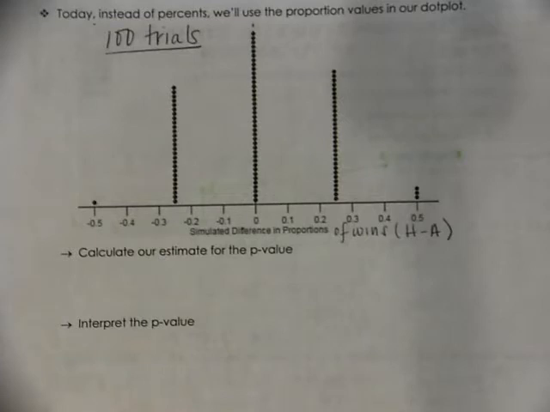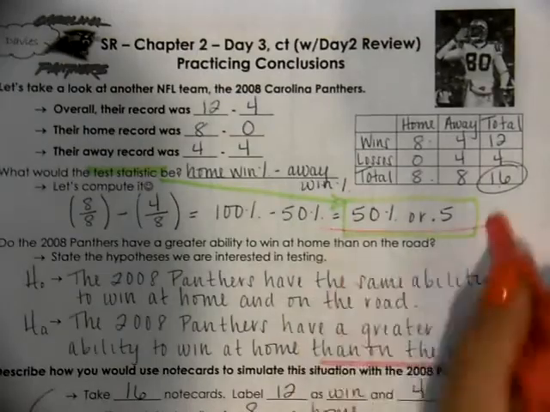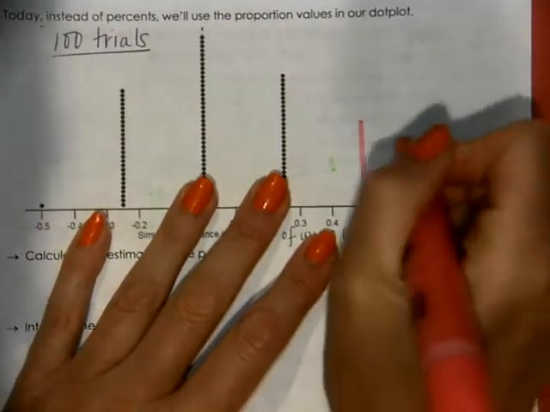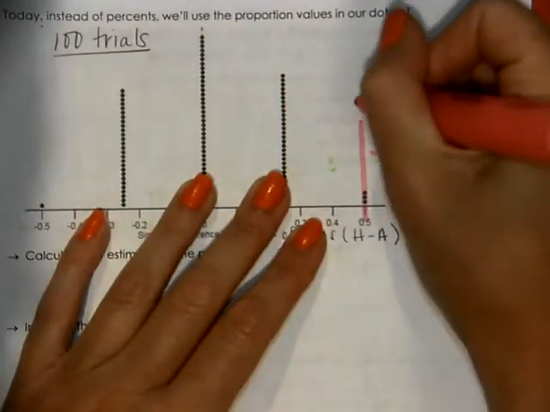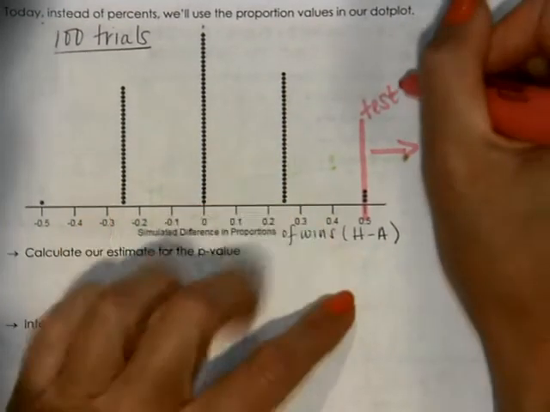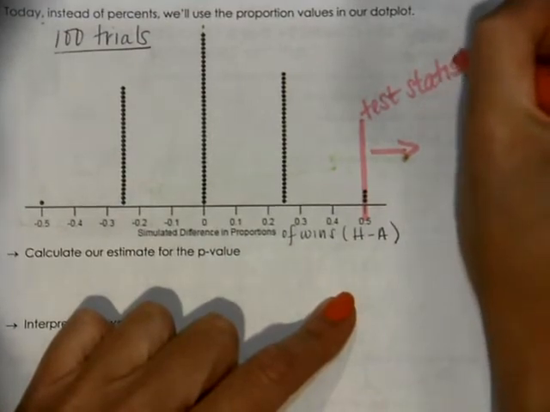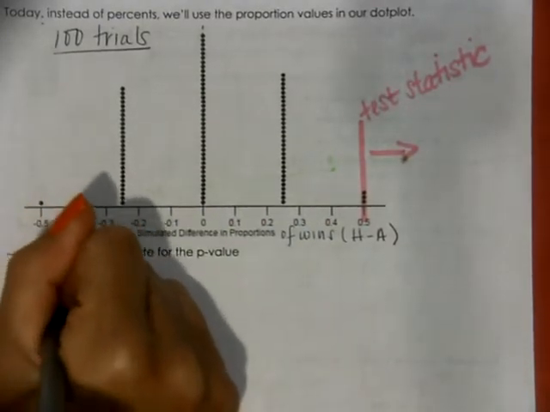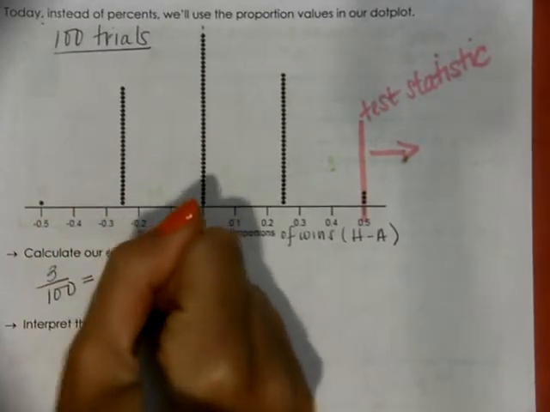So it says calculate the estimate for the p-value. Remember, in order to calculate our p-value, we need our test statistic. So go back to the front. What was the test statistic for the Panthers example? It's 50% or 0.5. So that's where I'm going to draw my line on my dot plot. I'm going to include all the dots at 0.5 and higher. I'm drawing it there because that's my test statistic. Okay, so there were 3 dots out of 100 trials, so calculating the p-value is easy, just 3%.